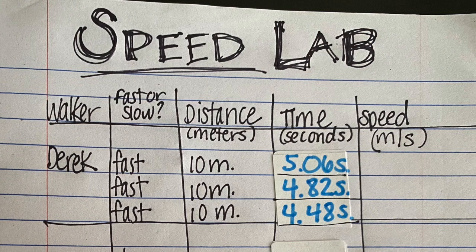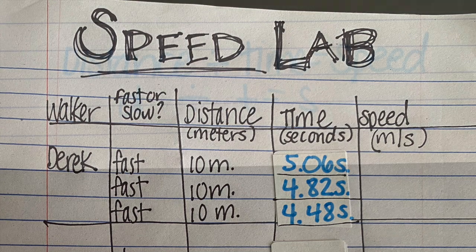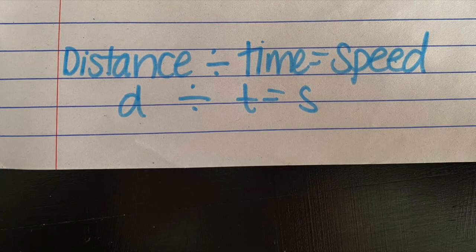So I recorded on the data sheet how long it took Derek each time he walked fast 10 meters. The first time it took 5.06 seconds. His second trial took 4.82 seconds. And the last time took him 4.48 seconds to walk the 10 meters. Now we can find the speed, because if we take the distance and divide it by the time, we can get the speed.